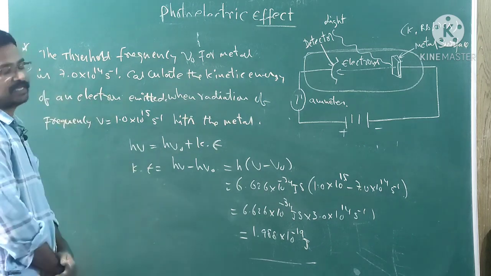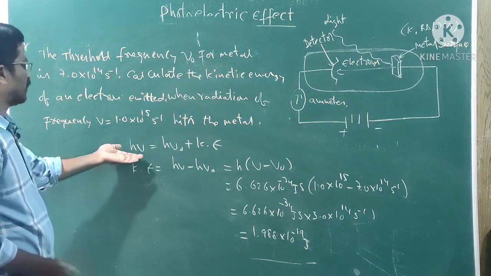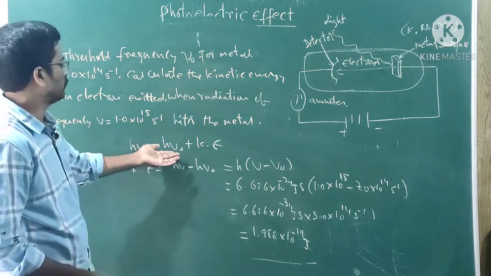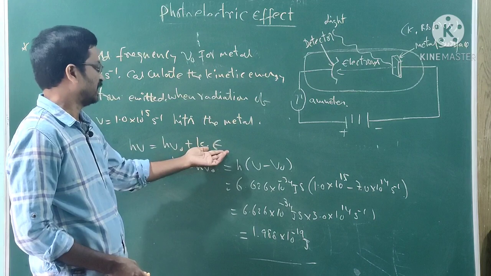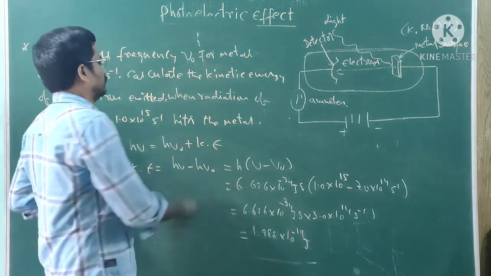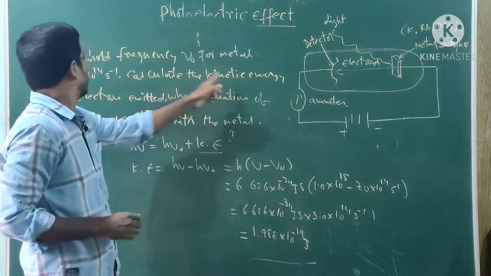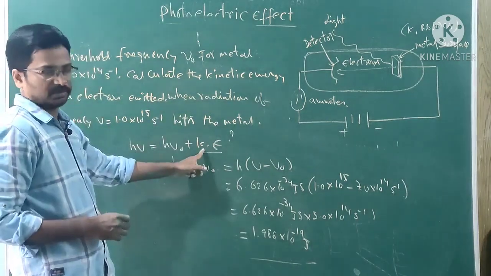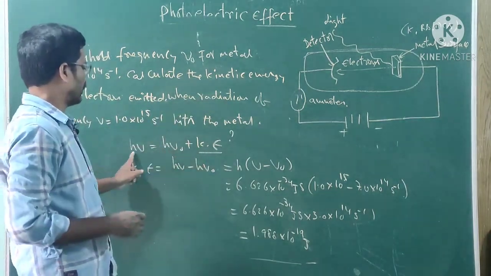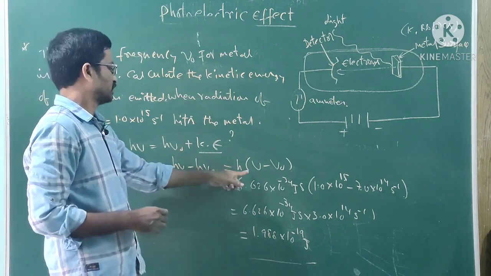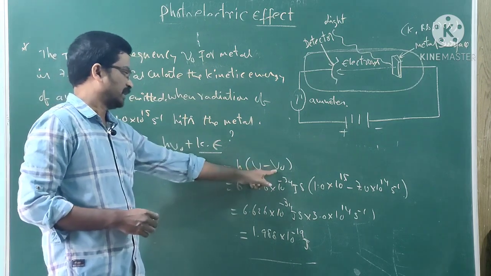What we need to find is the kinetic energy. Let us use the formula from the photoelectric effect: hν = hν₀ + kinetic energy. We are asked to calculate the kinetic energy of the electron. Then you may write it as hν minus hν₀, and you can write it like this also.